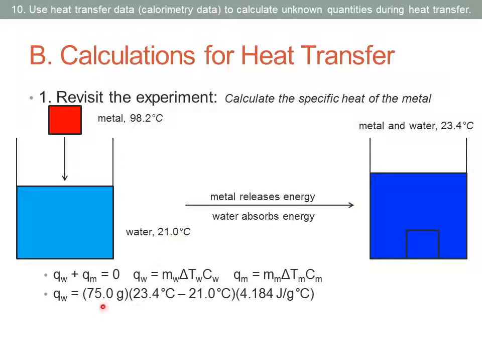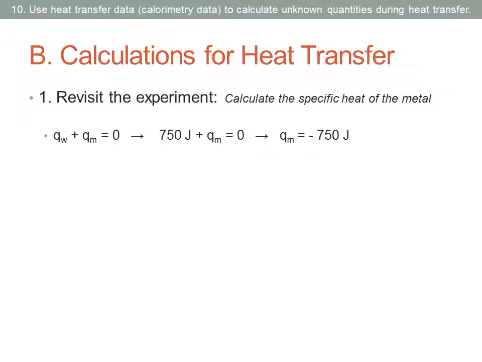There were 75 grams of water. If you would go back to that first slide, you would see that it's listed on there. The change in temperature, the final minus the initial temperature, and then times the specific heat of water. And that is going to give us a value of 750 joules. So that is the amount of energy that the water absorbs, or that is Q_W.